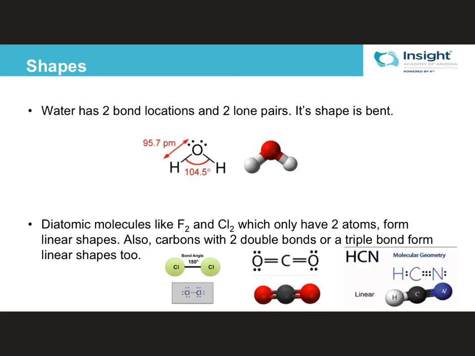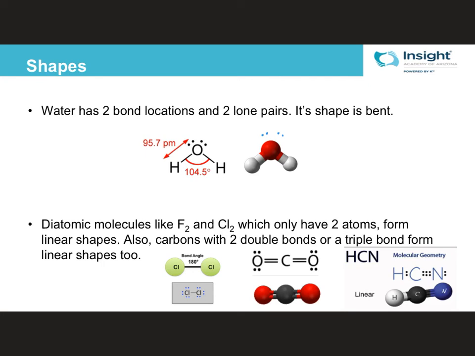Other shapes you want to be familiar with is water. Water has 2 lone pairs that we don't see in the shape because it's electrons. And then the hydrogens are pushed down, so it has this bent shape. And that's how water gets its positive bottom area and negative top area.